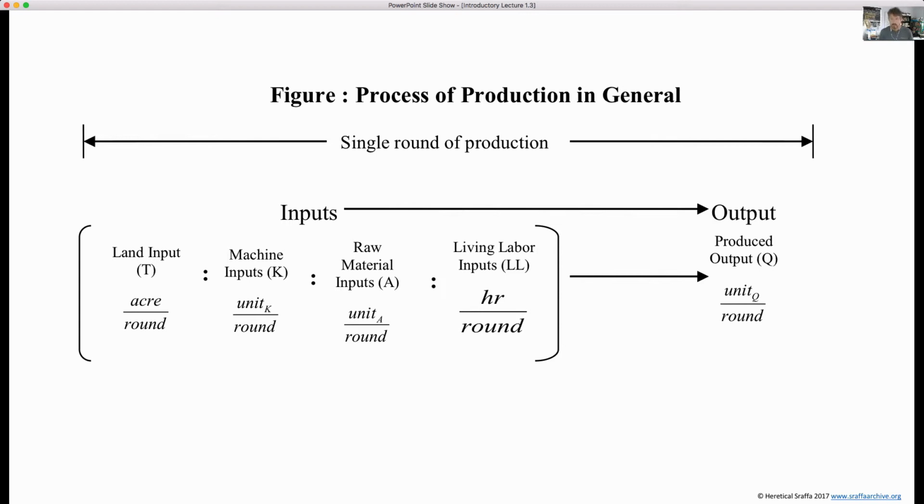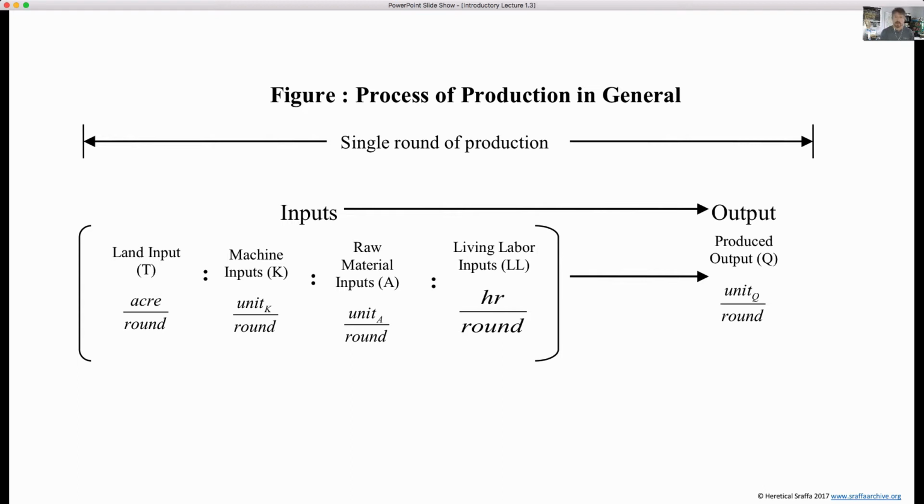And then we can see these relations, but at this point we're just keeping it at the level of just the one industry here and the one round of production. It's important to say all this is the physical quantities. The second input is going to be the raw material inputs.